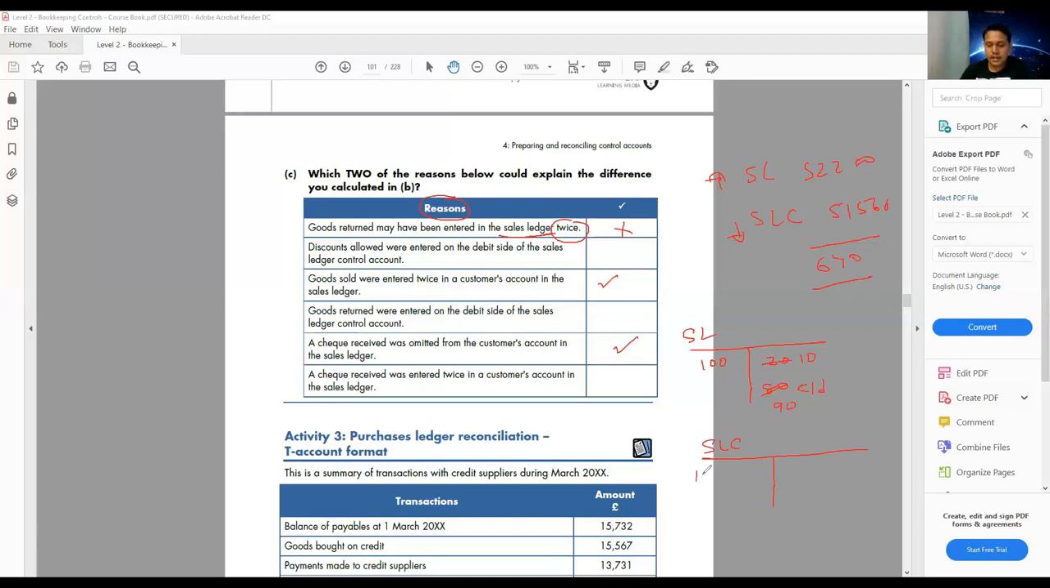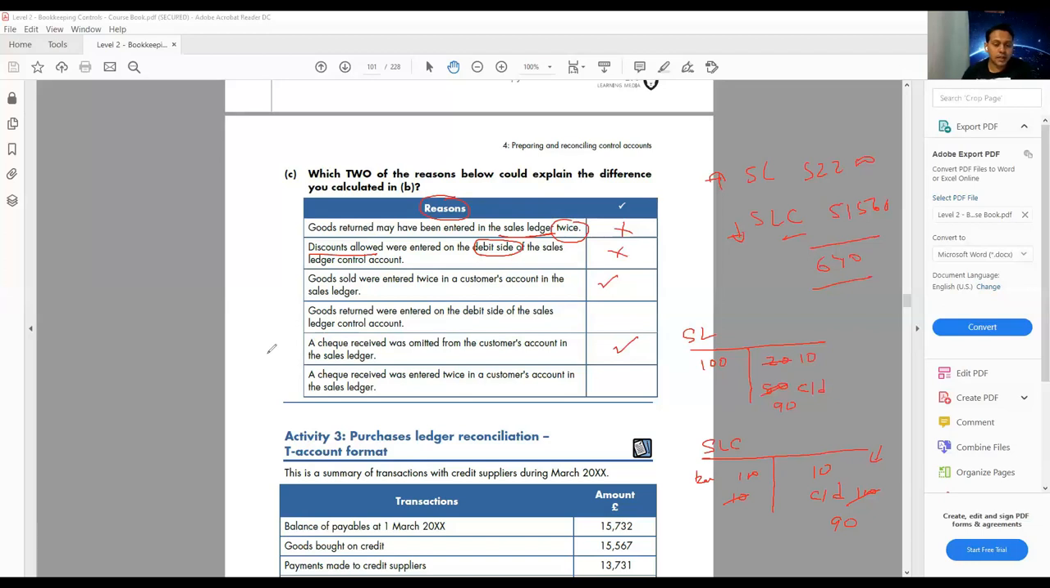Let's say again our opening balance is 100 and our balance c/d is 100. Now they said mistakenly what you did: discount allowed is supposed to be on the credit side, isn't it? But you write it on the debit side. Let's say I write 10 here, and I cross the 10 out and take it to the credit side. Because of that, my balance c/d from 100 will go down to 90. So my balance c/d will go down and this is already down. I don't want to make it go further down. So this cannot be the reason.